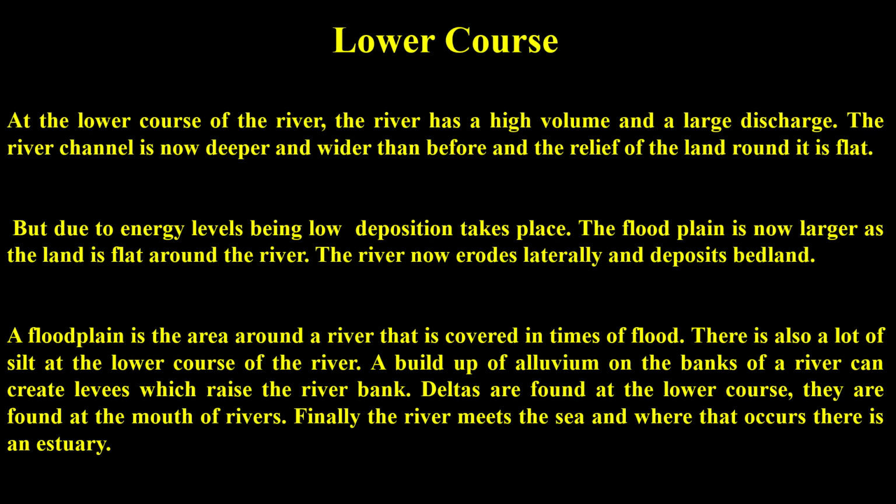Then coming to the lower course. The lower course of the river has high volume of water and a large discharge. Obviously, many tributaries have joined in to increase the volume of the main stream. As a result, what will happen? The volume of water will increase. The river channel is now deeper and wider than before, and the relief of the land round it is flat. But due to energy levels being low, deposition takes place.